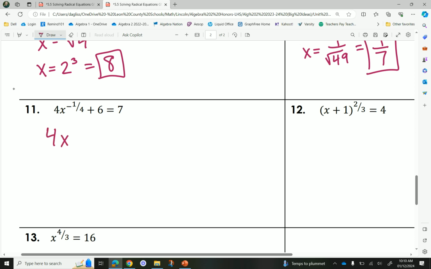We get 4 times x to the power of -1/4 equals 1. Then we have to, thank you, Riley, divide by 4. So I have x to the power of -1/4 equals 1/4. My x is on its own. I am going to bring in the reciprocal now. What is the reciprocal of -1/4? -4. Good. I heard it.